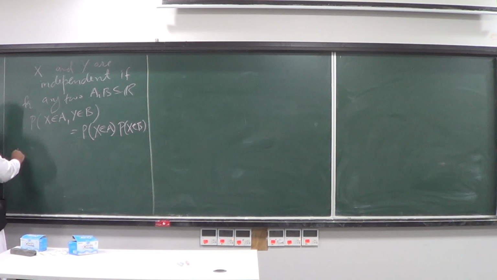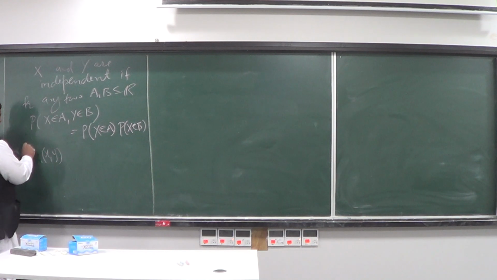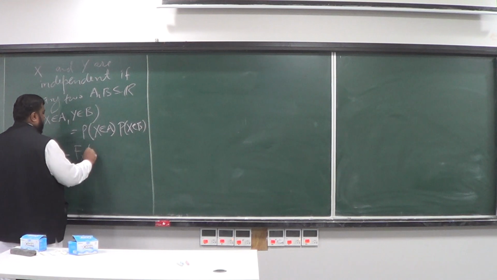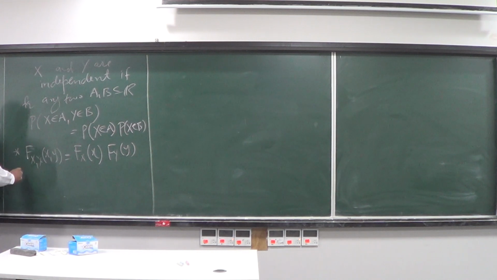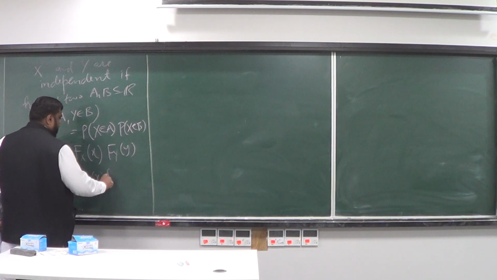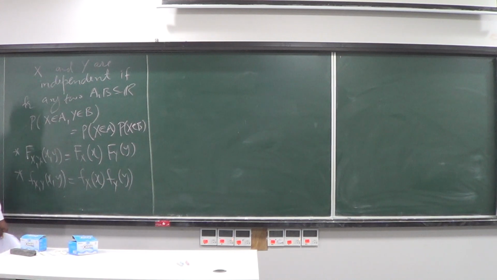One of the consequences of this identity is that if you take the joint CDF of X and Y, this CDF can be written as the product of the CDFs of X and Y, and the joint PDF of X and Y should be equal to the product of the individual PDFs, the marginal PDFs of X and Y. We also discussed yesterday how, using this identity, we can derive these two.